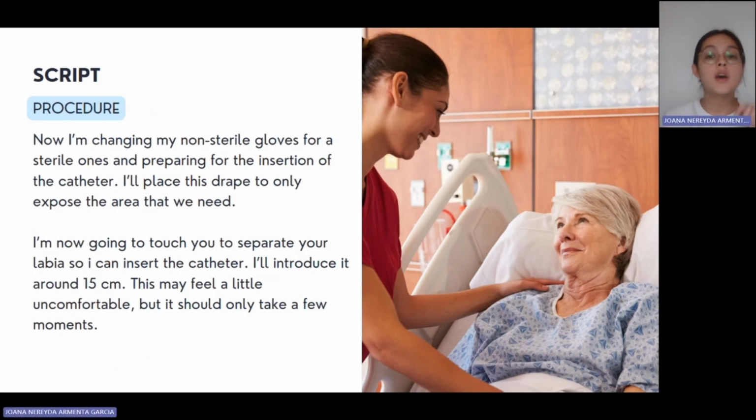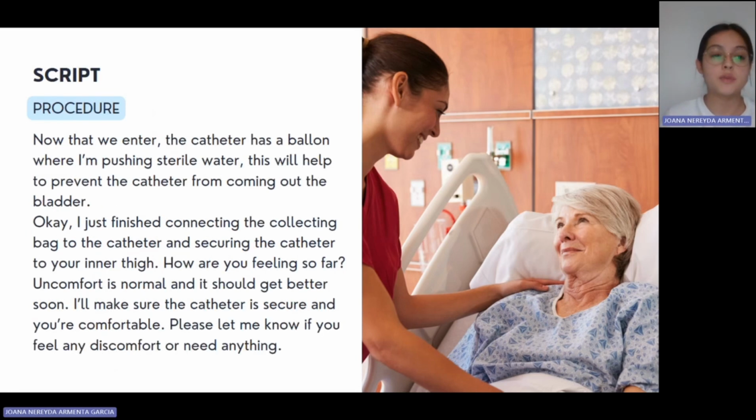We did that with non-sterile gloves, so we'll say something like, now I'm changing my non-sterile gloves for sterile ones and preparing for the insertion of the catheter. I'll place this drape, a sterile drape, to expose only the area that we need. Now I'm going to touch you to separate your labia so I can insert the catheter. I'll introduce it around 15 centimeters, and this also may feel uncomfortable, but it should only take a few moments.